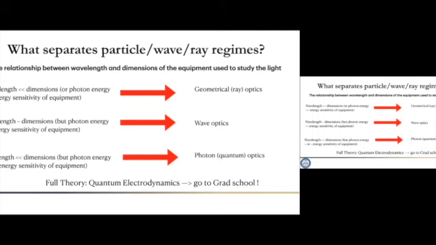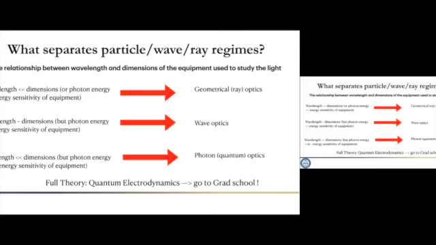Another question we can ask is, what separates the behavior, or how do we distinguish between particle and wave? And as I told you at the beginning, we also have the geometrical or ray optics picture of light, and the relationship, it turns out, is governed by this interplay between wavelength and the dimensions of the equipment that we use to study the light processes. So the way in which light propagates and the way in which it interacts with the equipment you're using to study it also makes a big difference to the pictures or the kinds of behavior that you're going to see.